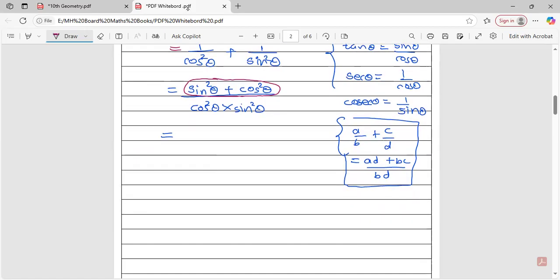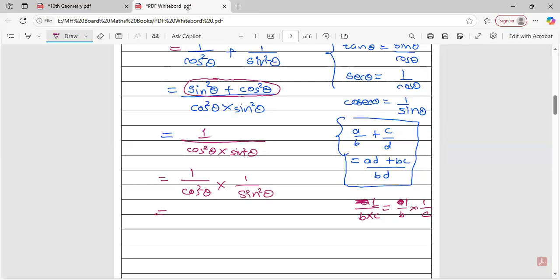Okay, one thing we can do. The sin square theta plus cos square theta identity is there, no? It is equal to 1. So 1 upon cos square theta into sin square theta, because of that identity. Now split the term: A upon B into C, A upon B into 1 upon C, so 1 upon A into 1 upon B. So can you write it like 1 upon cos square theta into 1 upon sin square theta?